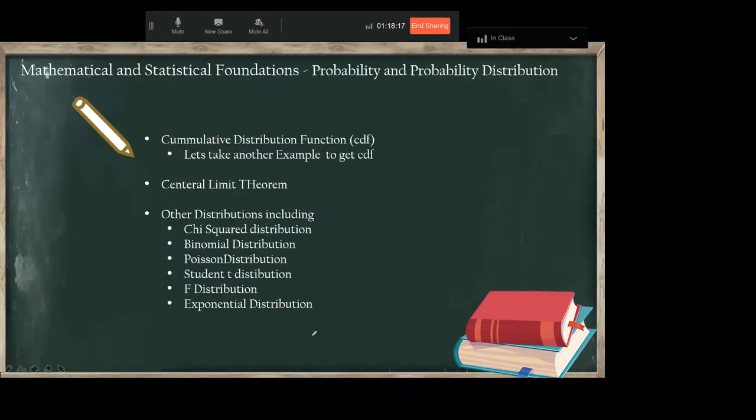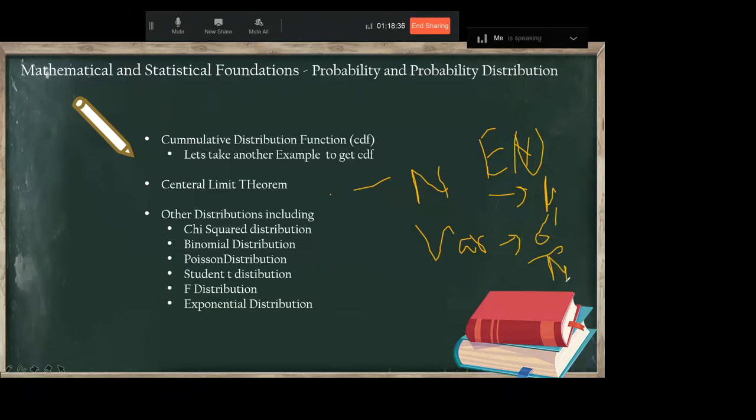Cumulative distribution function, we took an example. Central limit theorem: if we increase the n, the mean will tend towards mu, and the variance will tend towards sigma square upon n. And it's becoming really less.